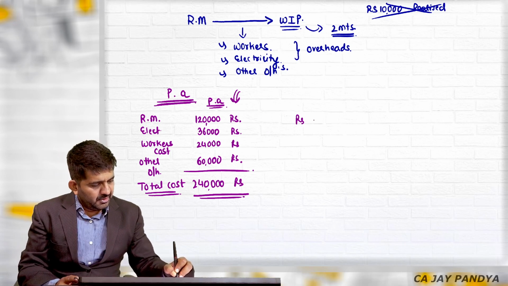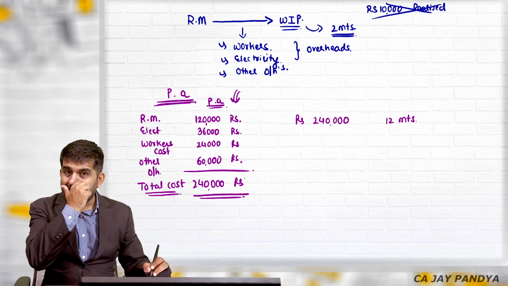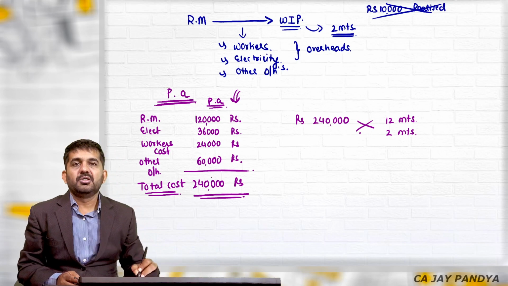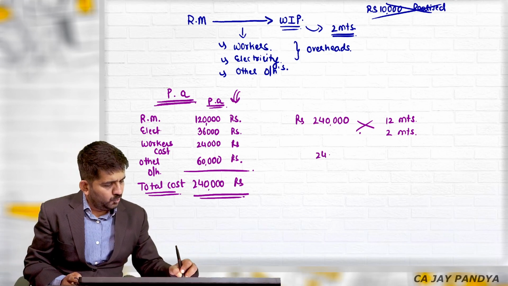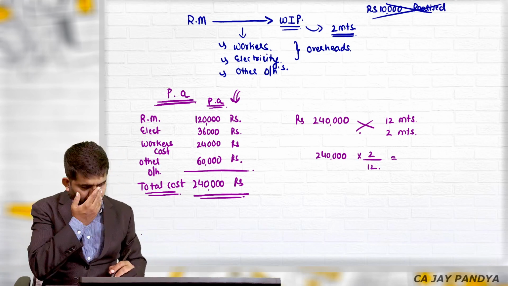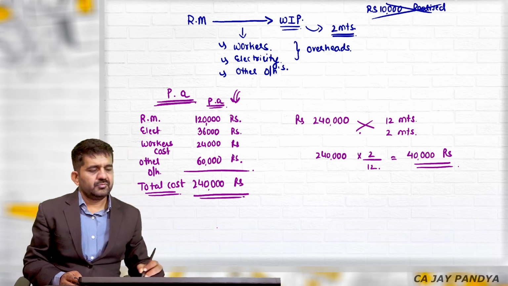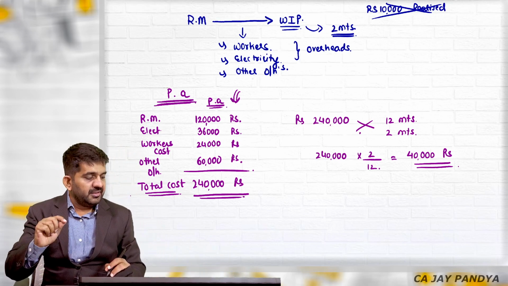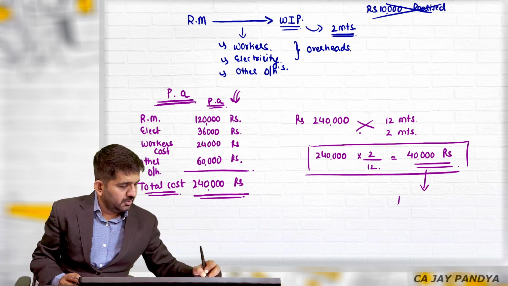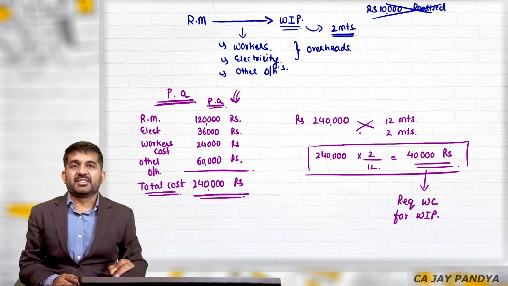Very easy. Rupees 2,40,000 is for 12 months. Then what will be the 2 months cost? It will be 2,40,000 into 2 divided by 12, which will be 40,000. All right, this is nothing but the requirement of working capital for carrying out my process.